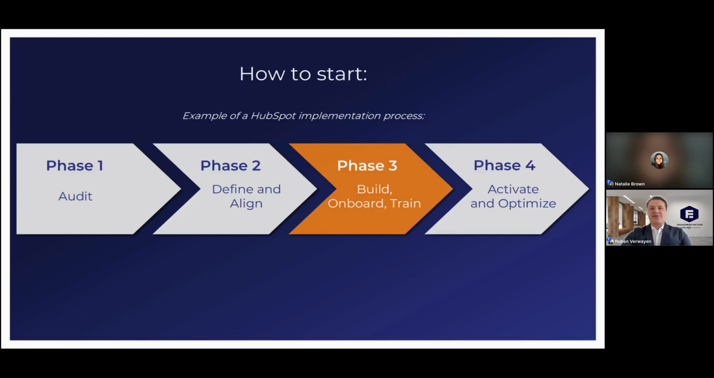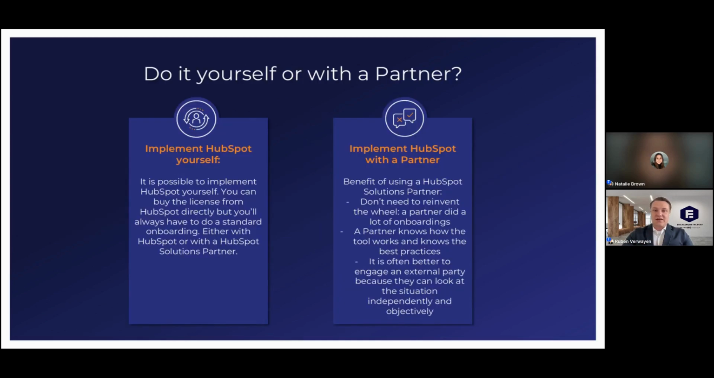For example, in phase 1 and phase 2, often HubSpot or a HubSpot partner like us is already involved, because you are going to have a look at what you want to achieve in the future. And it's very useful to start doing that with HubSpot itself or with a partner from the beginning, because they have the best practices. They know how these processes work. So that's really the thing to ask yourself: do it yourself or with a partner?